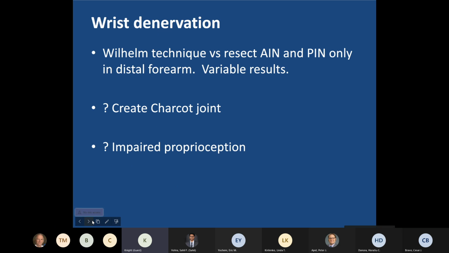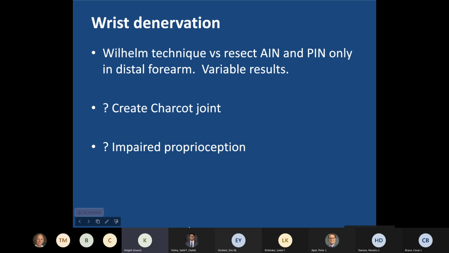Next. So Wilhelm described his technique for denervation of the wrist. It involves multiple incisions. I think the classic one involves a pretty large U-shaped incision on the volar wrist. It's a higher morbidity surgery, I would think, as far as the soft tissue goes. Lots of people tend to do the AIN, PIN resections instead of doing the full multiple incisions around the wrist.